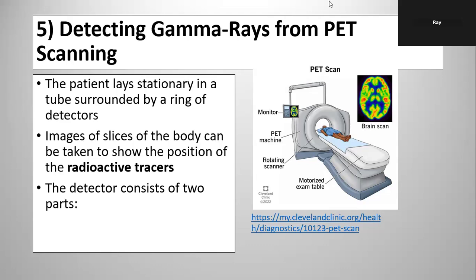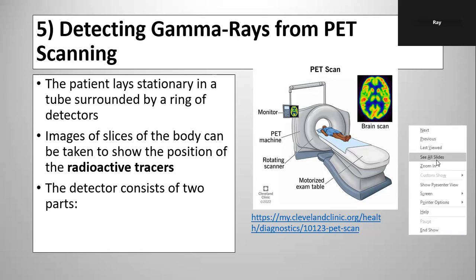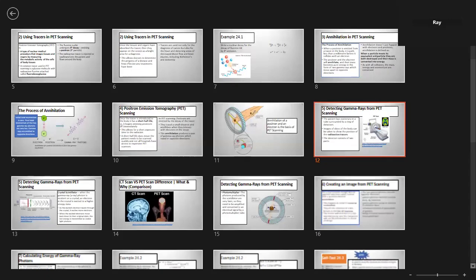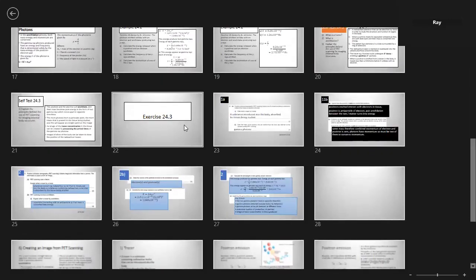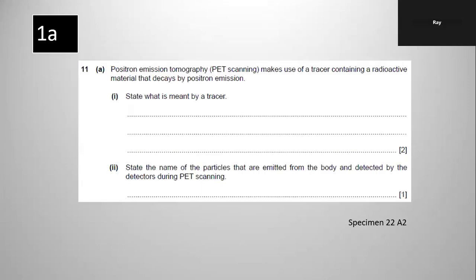Okay, let's choose some past questions. I call exercise 24.3. Positron emission tomography, PET scanning, makes use of a tracer containing radioactive material that decays by positron emission. State what is meant by a tracer.